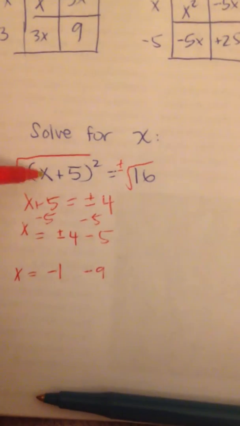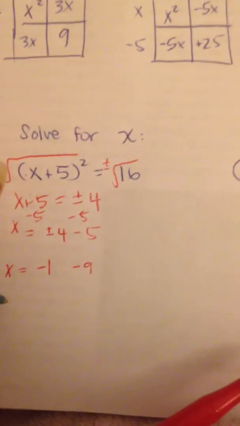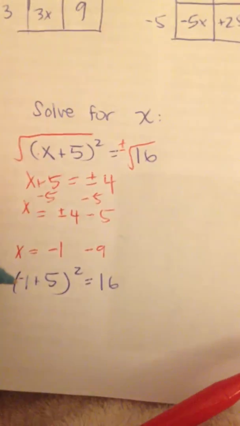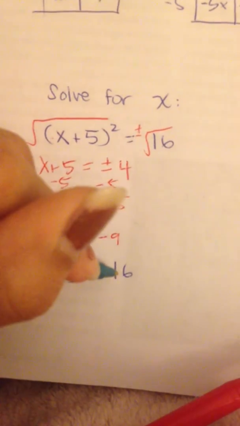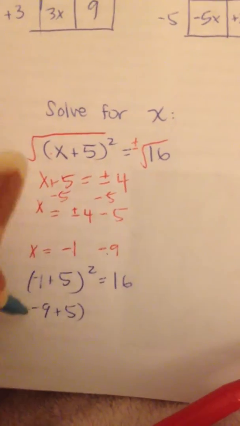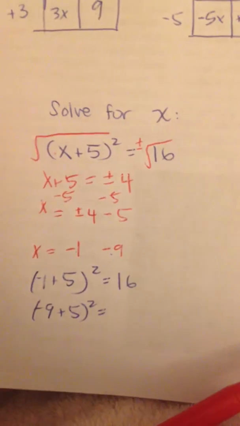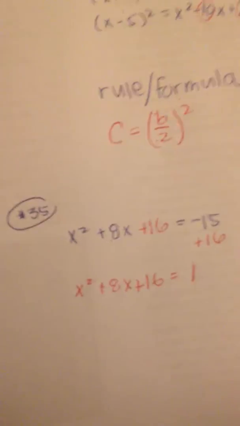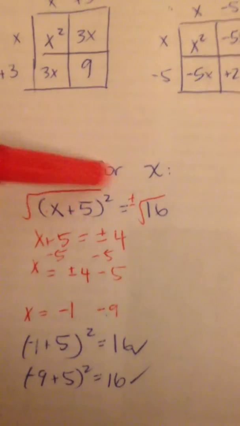So if I plug this back in here, I'm just going to take this. Negative 1 plus 5 squared should give us 16. Negative 1 plus 5 is 4, squared gives us 16. Also, if you take the other number, negative 9 plus 5 is negative 4. If you square that, you also get 16. So in order to solve these problems, you want a square so you can take the square root of it.